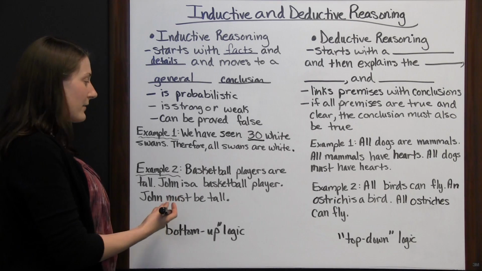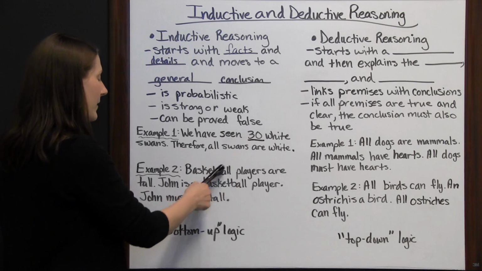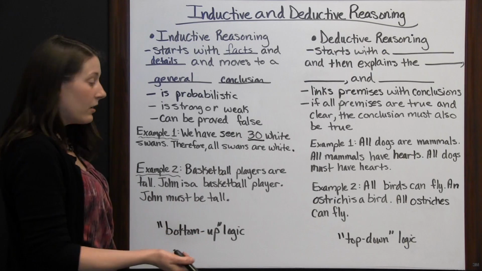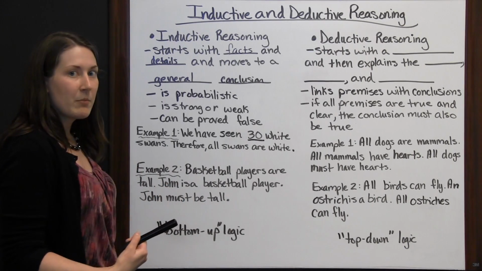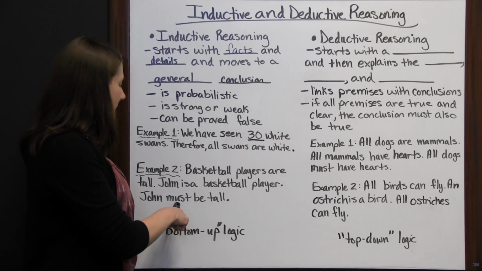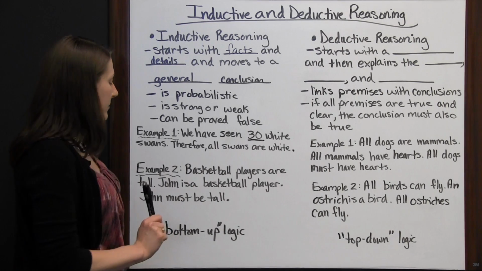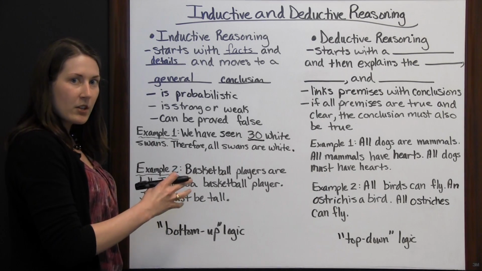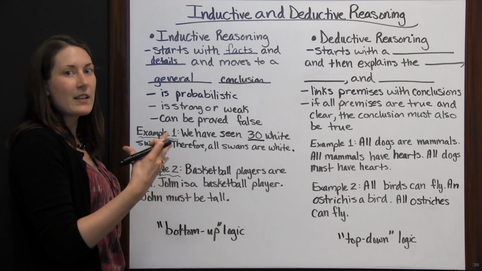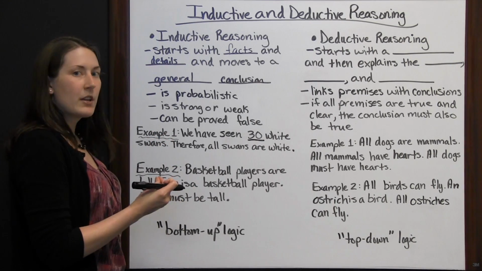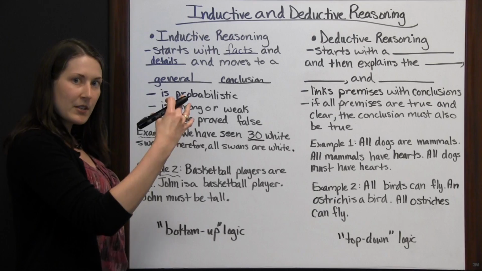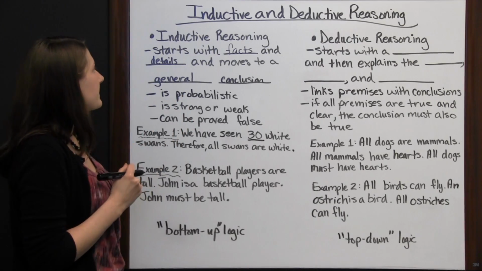We just use inductive reasoning, knowing that basketball players are generally tall, and knowing that John is a basketball player, to figure out that John is probably tall. This is called bottom-up logic. We start at the bottom with our examples and we build on those facts, details, examples to come to a conclusion. So bottom up to the top to build our conclusion.